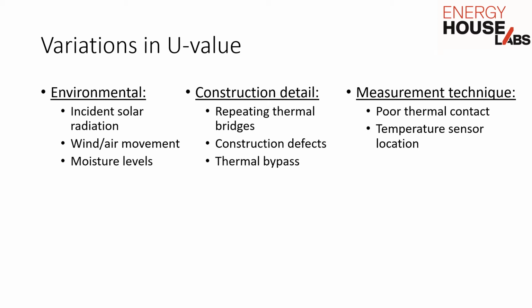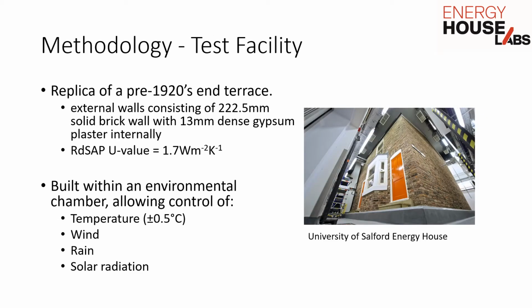Many factors can contribute to variations in U value measurement, including environmental conditions, construction detail, and, what this presentation will focus on, measurement technique. The testing took place at the University of Salford Henshaw, which is a pre-1920s end terrace constructed within an environmental chamber, thus allowing measurements to take place under controlled conditions. The external wall consists of 222.5mm solid brick with 13mm dense gypsum plaster internally, with an RD-SAP U value of 1.7 watts per meter squared per Kelvin.